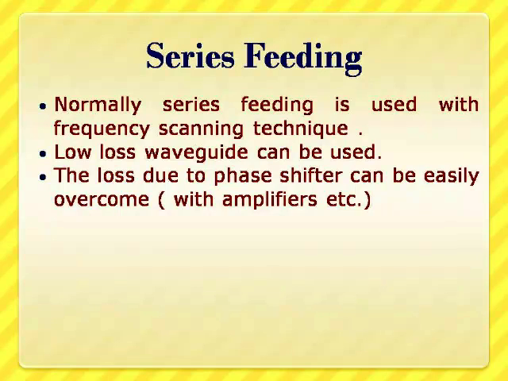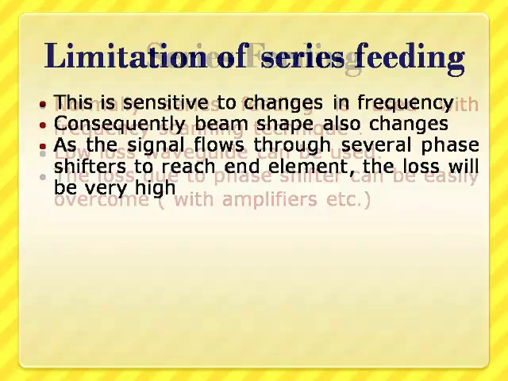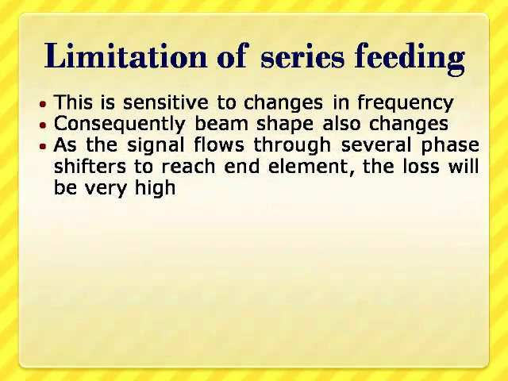The loss due to phase shifter can be easily overcome by the use of amplifiers in the path. Then what is the other side of this? Limitations of series feeding. Here the system is sensitive to changes in frequency. So if frequency is slightly modified, the beam is also shifted due to frequency scanning effect. And as the signal flows through several phase shifters to reach the end element, the loss for the signal is going to be very high.